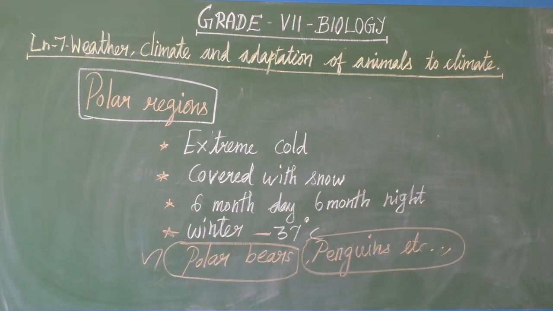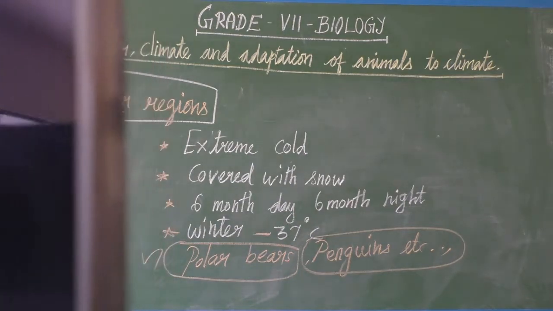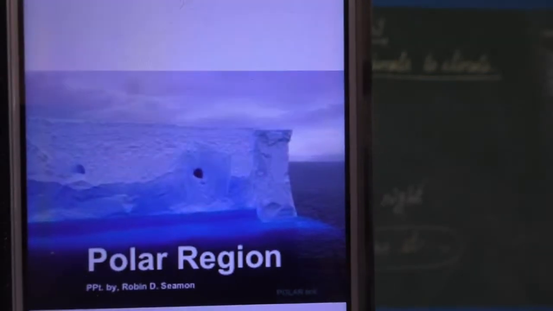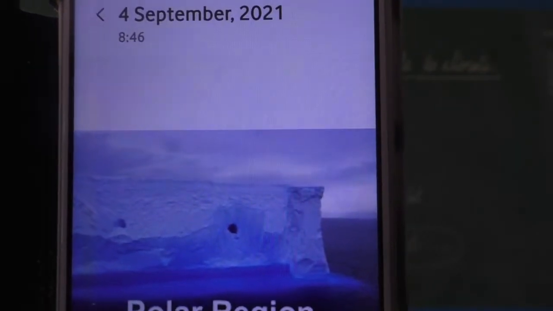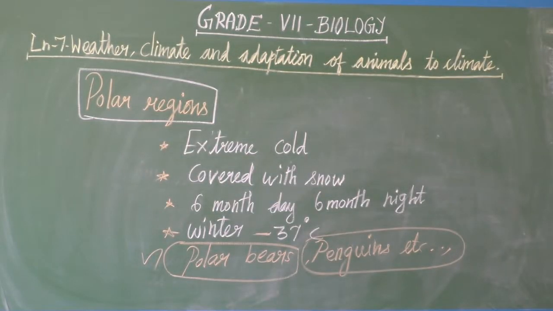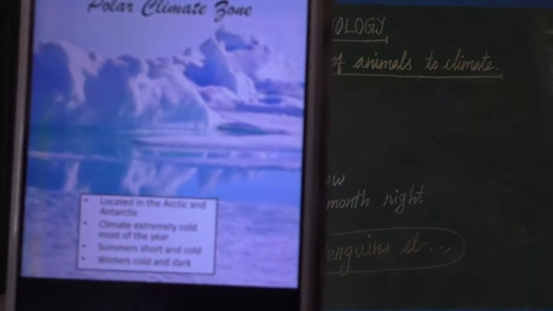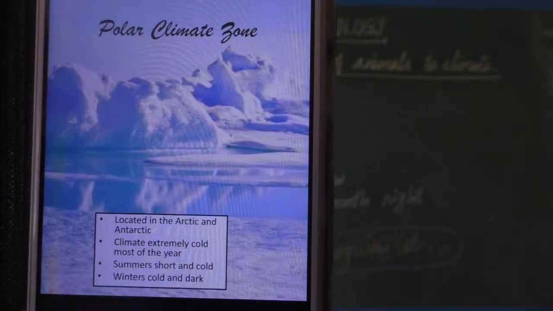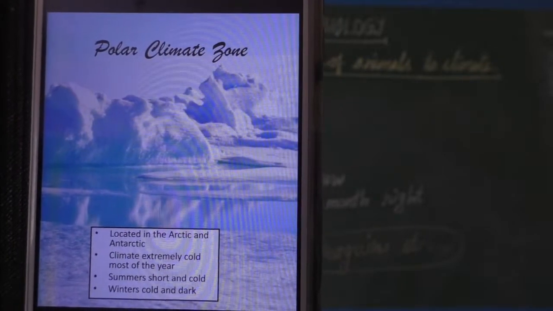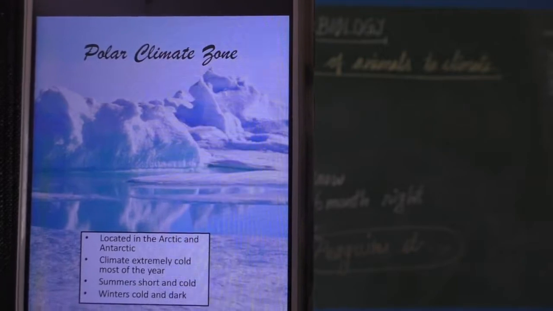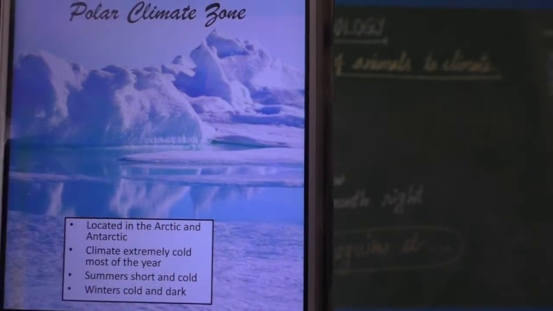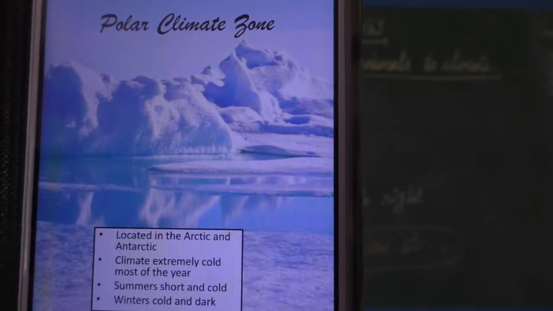See, look children, see here, this is the polar region. Look here, it's extremely cold. See, covered with snow. The region is fully covered with snow, isn't it? So what are the climatic conditions? See, water and snow, isn't it? So winters are dark, very dark, and summer is very short. Most part of the year is extremely cold, isn't it? So poles means both the Arctic and Antarctic poles come together. Clear children?